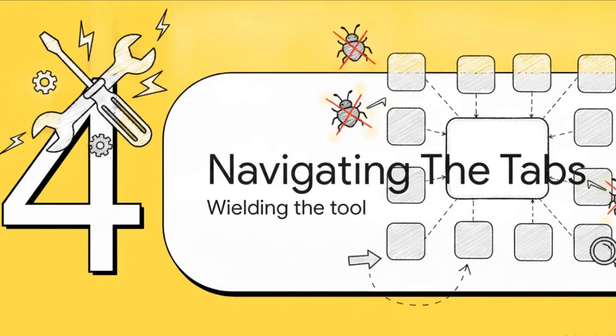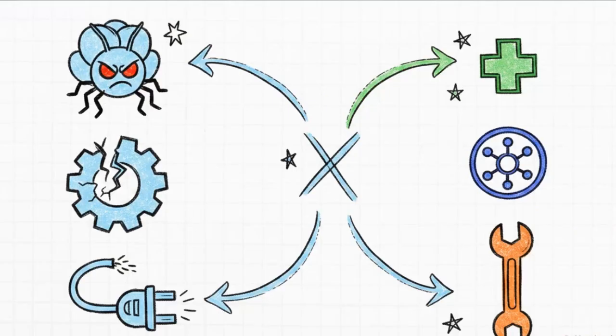Section 4. Navigating the hub tabs. Wielding the tool against specific enemies. Let's take a quick spatial tour of the tool's interface so you know exactly which room in the hub holds the cure for your specific bug. So the crucial point is knowing where to go.